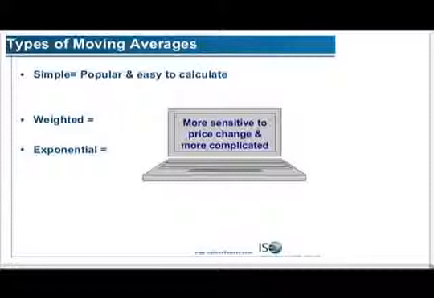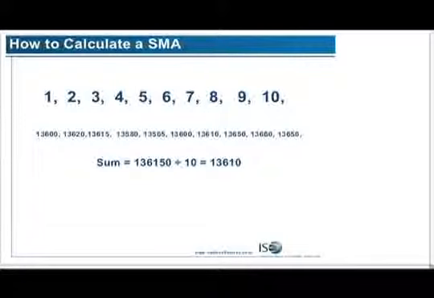So, using moving averages, the most simple and most widely used, and the one that I use, is the simple moving average. There's a weighted and there's an exponential. Both the weighted and exponential are more sensitive to price changes. They're a little bit more complicated, but we have, through the use of computers, an easy way of calculating those out. A simple moving average is very simple.